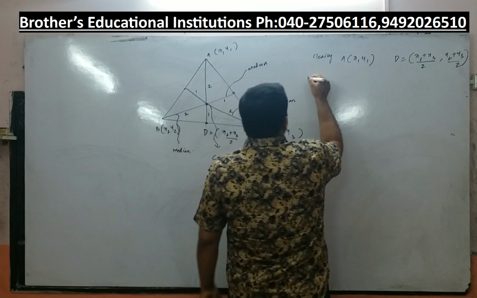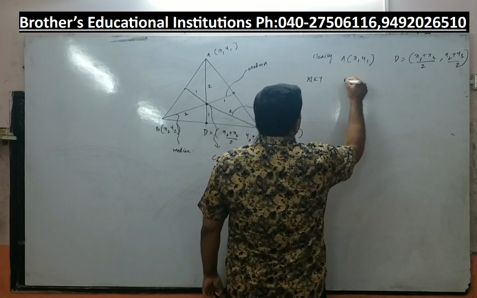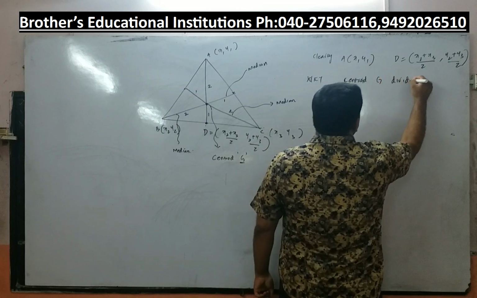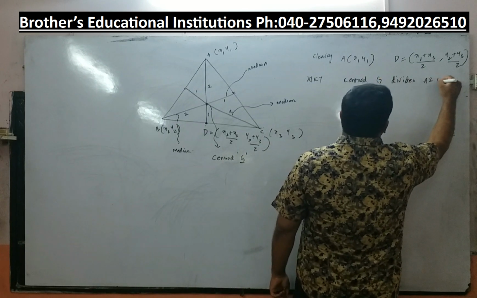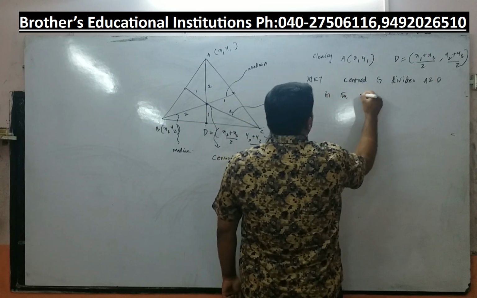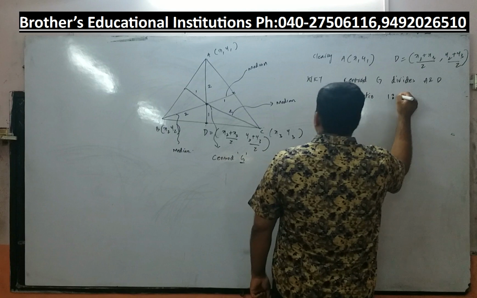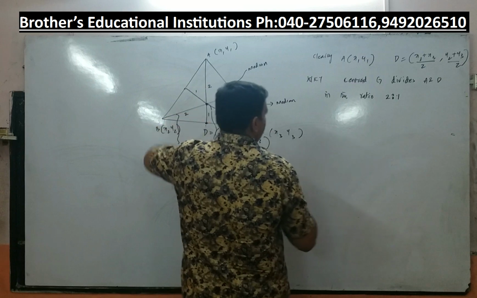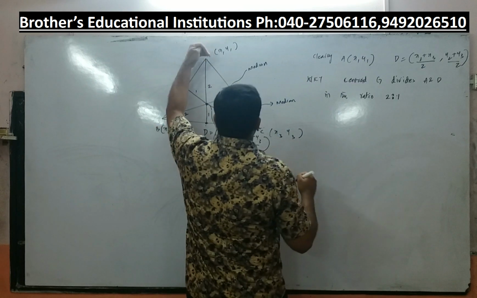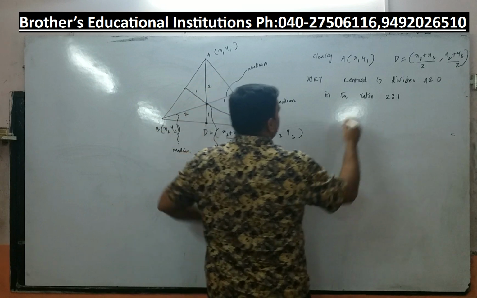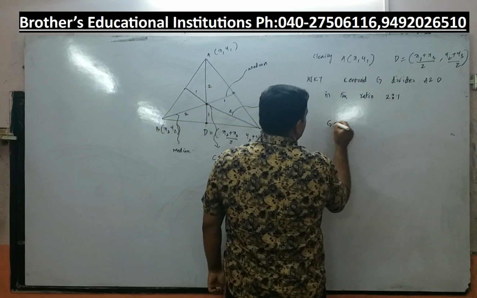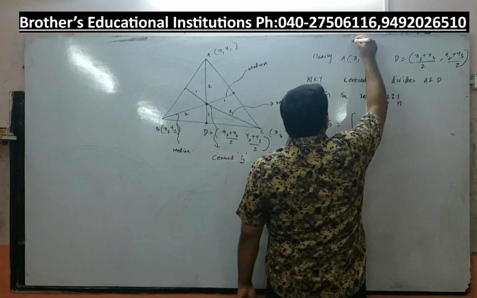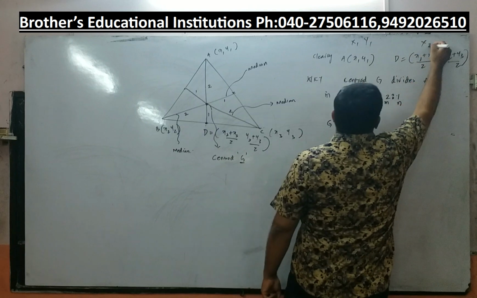Now I will say we know that centroid G divides A and D in the ratio 2:1. Be very clear. It's 2:1, not 1:2. If you read from this side, it is 1:2. But I am referring A as first vertex, so it is 2:1. So I have to apply. Therefore, G is equal to, now this is your m and this is your n, right? Now this is your x1 y1 and this is your x2 y2.